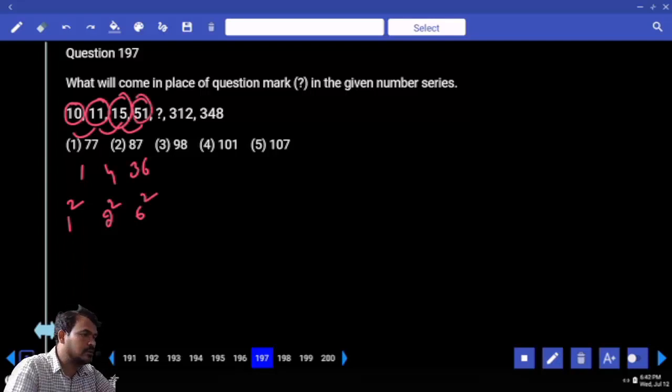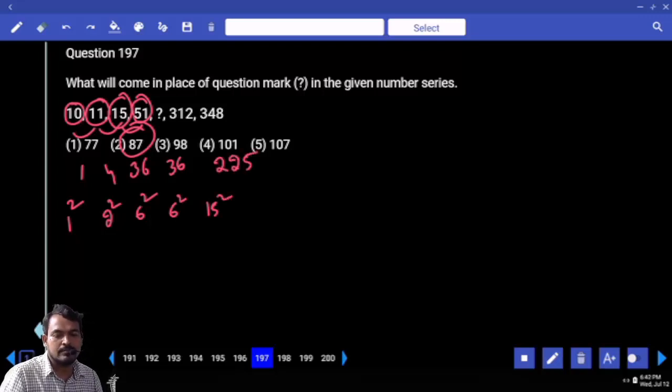Next one, sum of the digits? 6. What is the 6 square? 36. 51 plus 36 is 87. Next, 87: what is the sum of the digits? 15. What is the 15 square? 225. Sorry, 87 plus 225, we have to add 87. 87 plus 225, how much? 312.